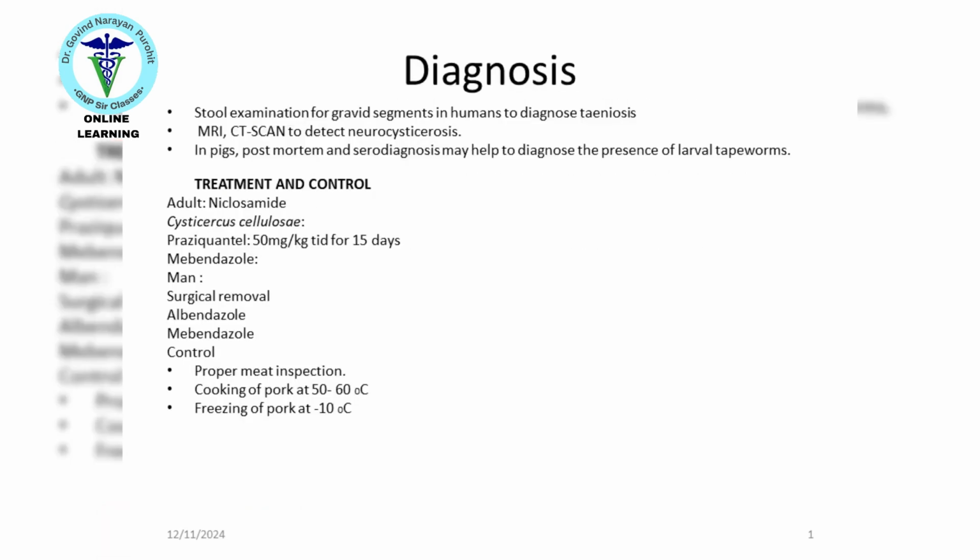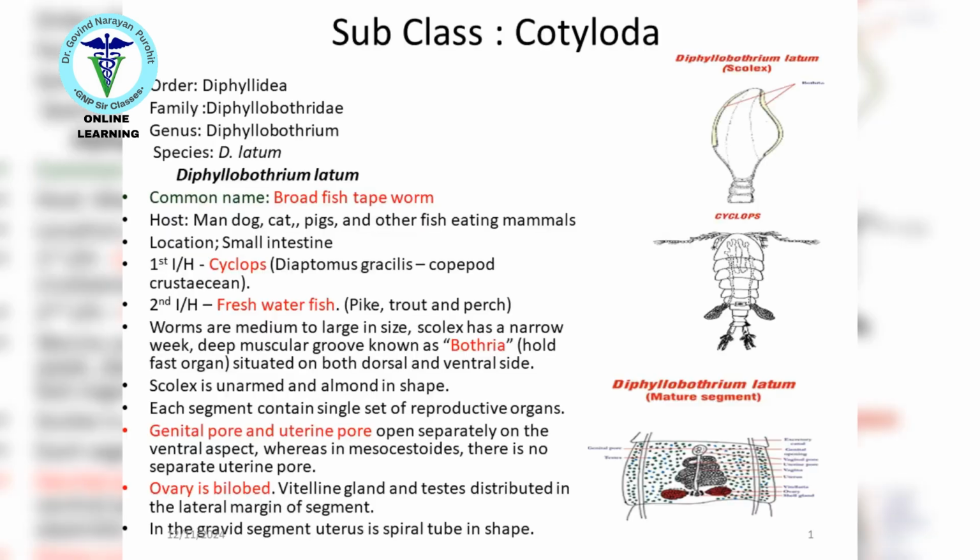Diagnosis of Taenia solium in humans involves stool examination and imaging techniques like MRI and CT scans. In pigs, post-mortem examination helps identify the presence of larval tapeworms. Diphyllobothrium latum, also known as the broad fish tapeworm, affects various fish-eating mammals, including humans. The intermediate host is typically a crustacean, and the larval stage develops in fish.